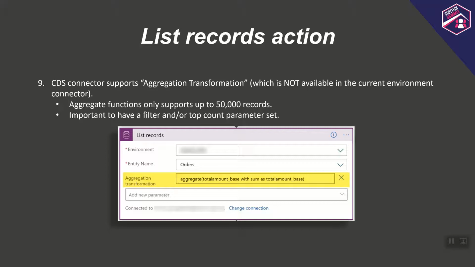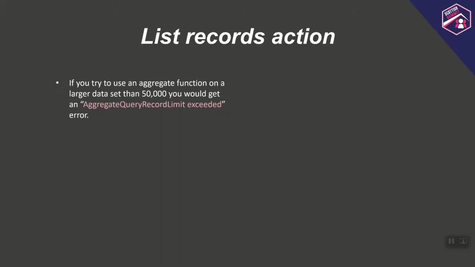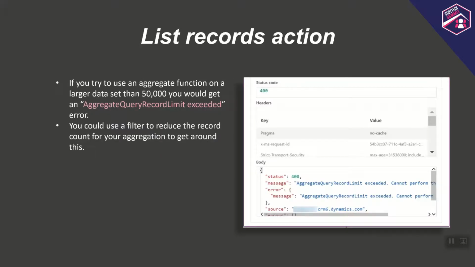And when you are using the aggregation, if you expect more than 50,000 records and it goes above 50,000 records, you can expect an error. The error is called aggregate query record limit exceeded. You would get this error if your query exceeds the 50,000 record threshold. If you're using a filter, you can try and reduce the number of records returned. So aggregation can happen up to the 50,000 record limit, or you can use the top count limit as well.